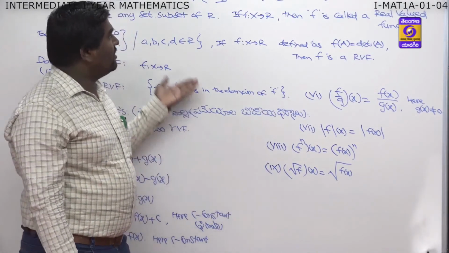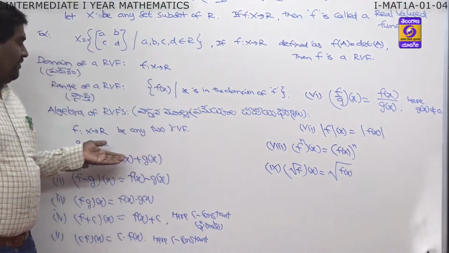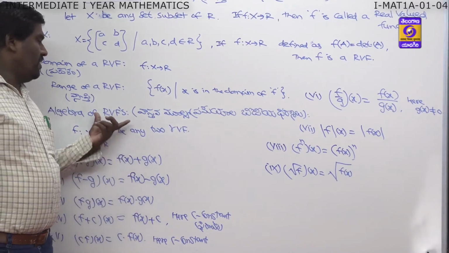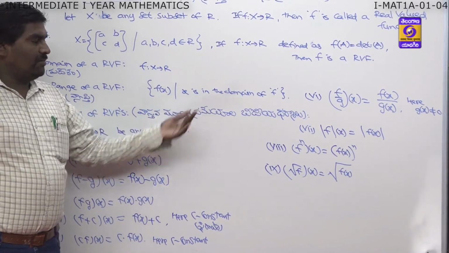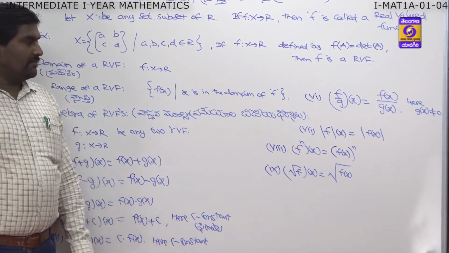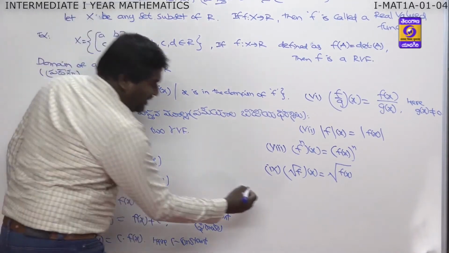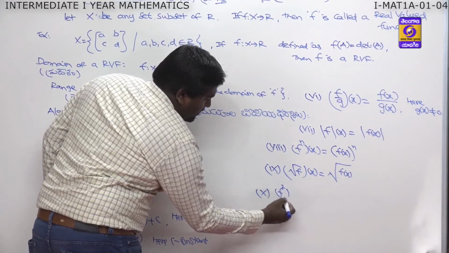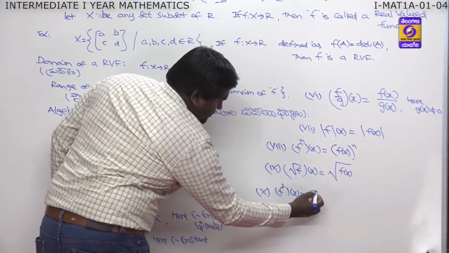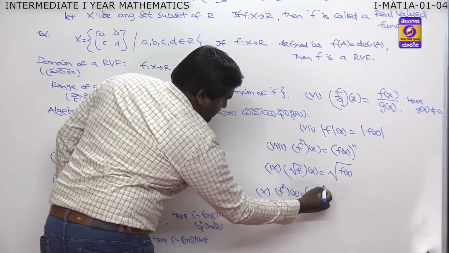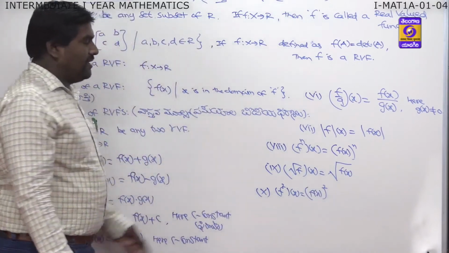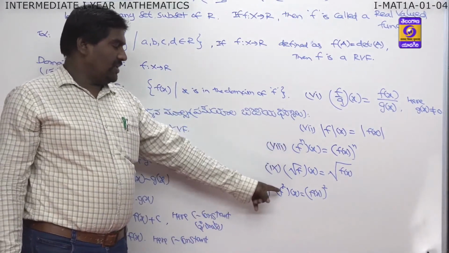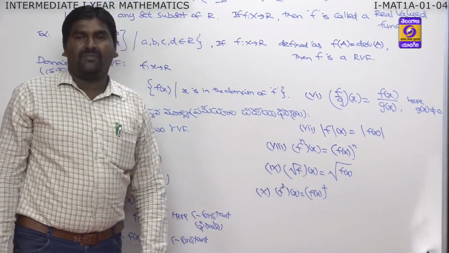Like this, we have the algebra of real valued functions. ఈ విధంగా మనకు వాస్తవ మూల్య ప్రమేయాల యొక్క బీజీయ ధర్మాలు ఉన్నాయి. స్క్వేర్ కూడా తీసుకుంటే f square of x equals to, it is f of x power 2. Simply substitute n is equals to 2. ఇక్కడ n is equals to 2 రాస్తే f square of x అనేది f of x power 2.